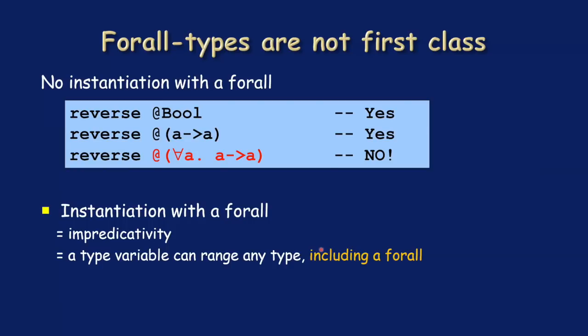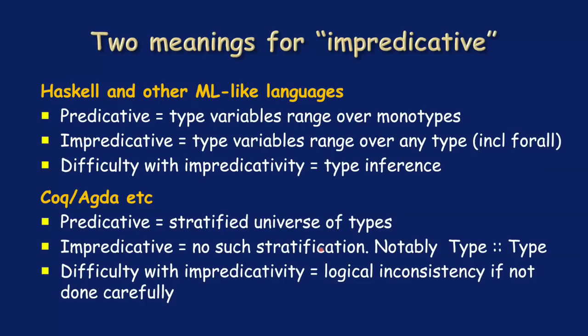But having said that, I'm using impredicativity in this way specifically, but this isn't the only way people use it. It's a slightly ambiguous term. I'm using it to mean that for a predicative system, type variables range over monotypes, that is with no foralls. In an impredicative system, type variables can range over any type, including types with foralls. And the difficulty there is to do with type inference.